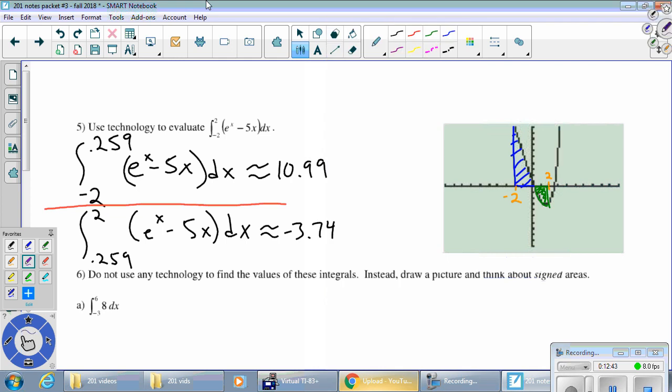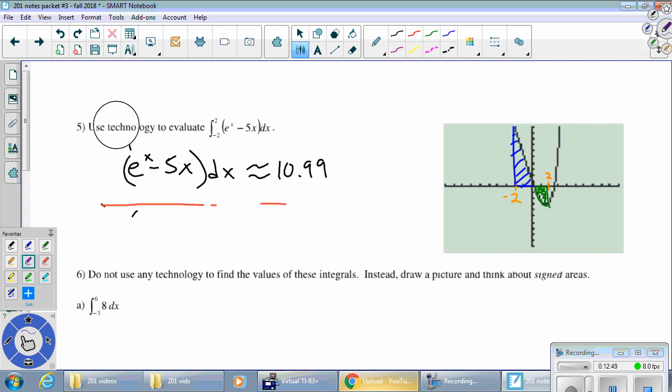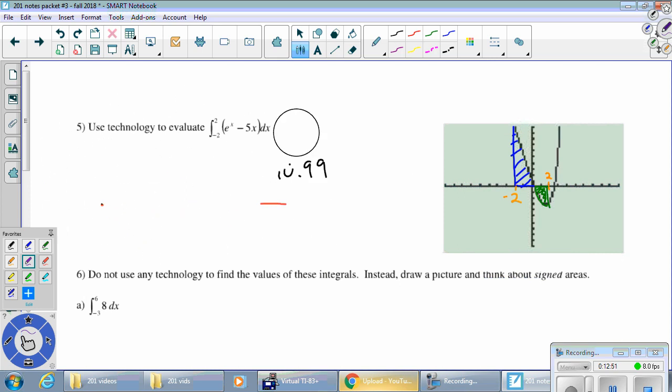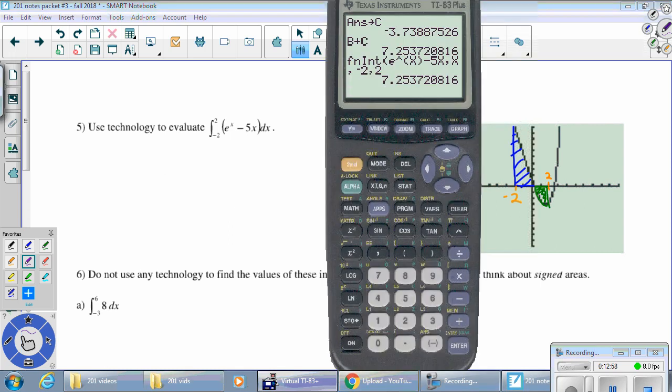Sorry about that. Let's hide the evidence here. Don't need any of this. But if the question had said find the area between -2 and 2, then we would have had to do all of the work that I thought we had to do. So 7.25.